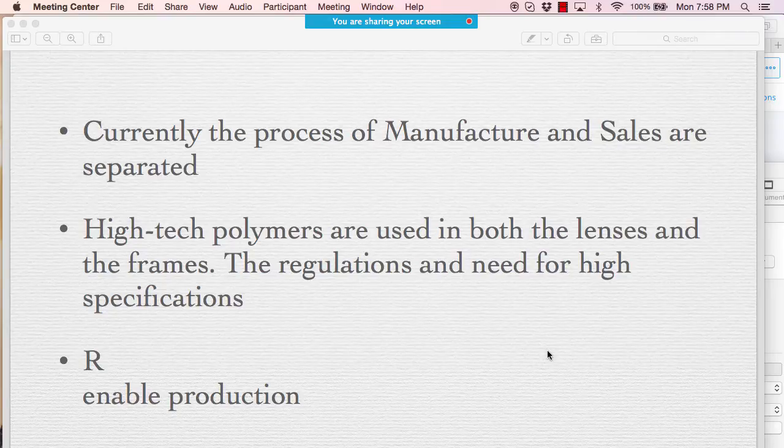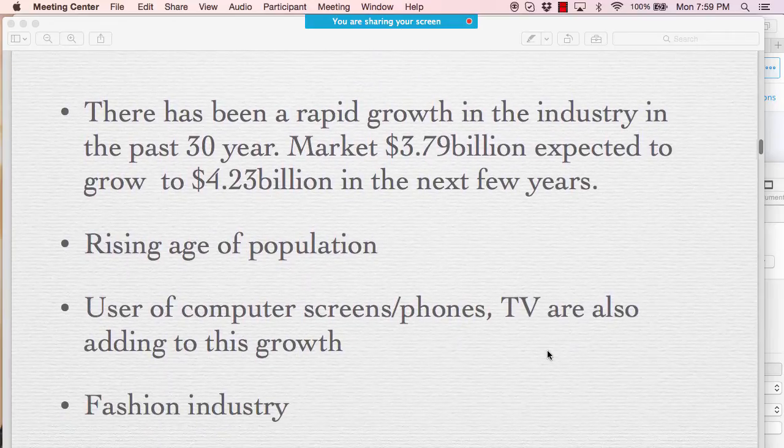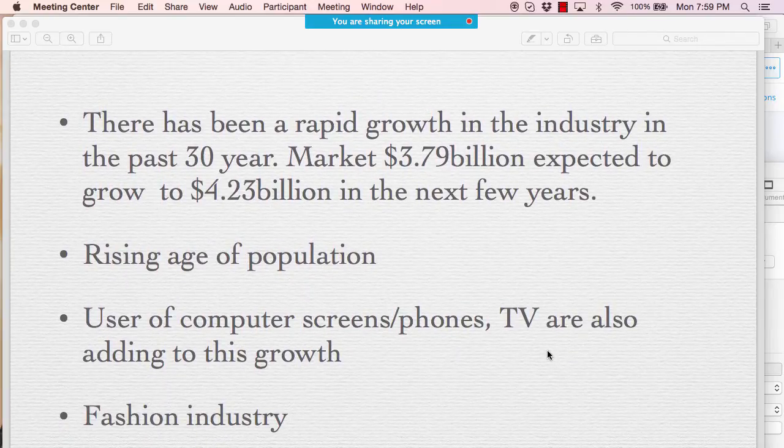Currently, the process of manufacture and sales are separated. We've said high-tech polymers are used in both lenses and frames, and there are regulations and a need for high specification. Also, when it comes to manufacturing, there are a lot of environmental factors to be considered because it's not the most environmentally friendly product. The growth of this industry is fantastic, huge growth. So there is a lot of opportunity for us to grow, but we can see we are only in one country so far. We've not thought of moving out.